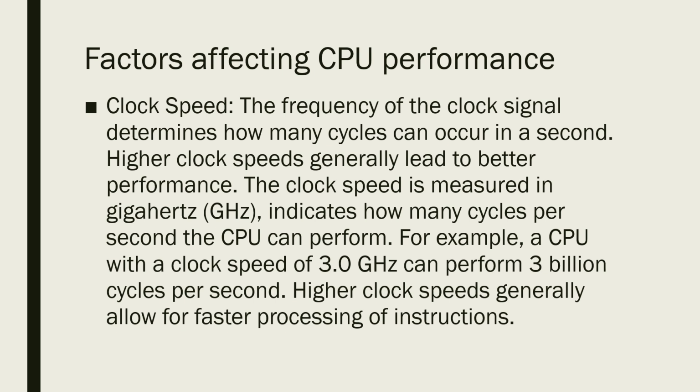Factors affecting CPU performance: clock speed. The frequency of the clock signal determines how many cycles can occur in a second. Higher clock speed generally leads to better performance. The clock speed, measured in gigahertz, indicates how many cycles per second the CPU can perform. For example, a CPU with a clock speed of 3.0 GHz can perform 3 billion cycles per second. Higher clock speed generally allows for faster processing of instructions.